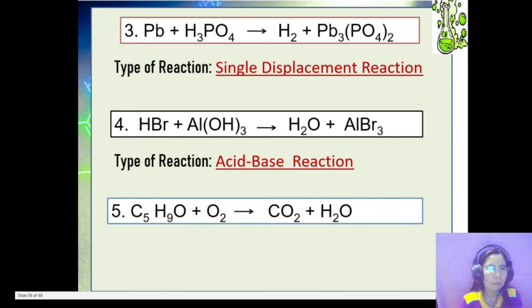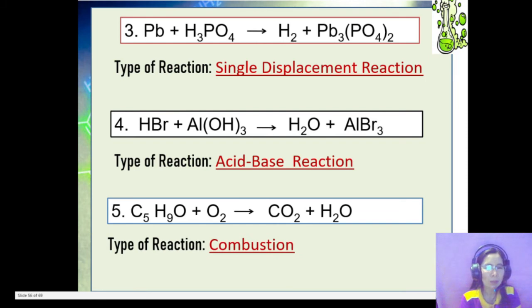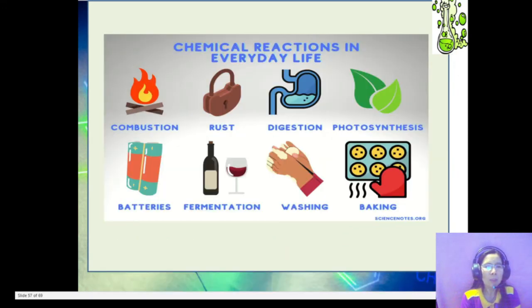Time is up. The answer is combustion reaction. Okay, congratulations. You can now identify types of chemical reactions. So here in our next slide, we have some images showing us different chemical reactions in everyday life.